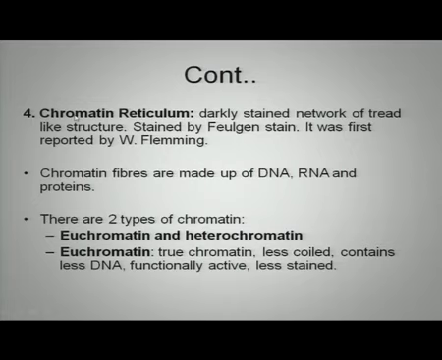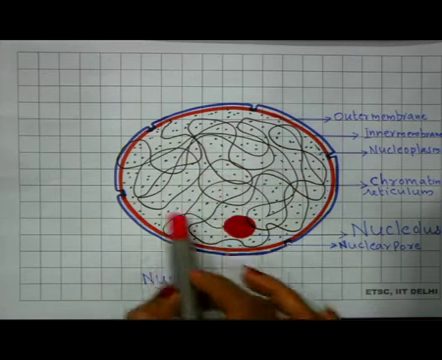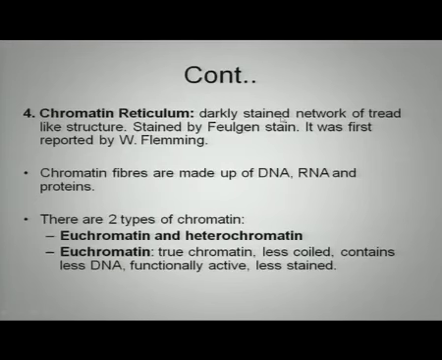Now, the fourth part, that is the chromatin reticulum. You can see here this thread-like structure, ultra thin, and it is seen in the form of a network made up of chromatin, so known as chromatin reticulum. They are a darkly stained network of thread-like structure when we stain it with a nuclear stain, DNA stain, that is Feulgen stain for example. It was first reported by W. Fleming.